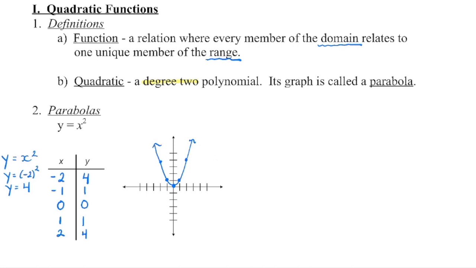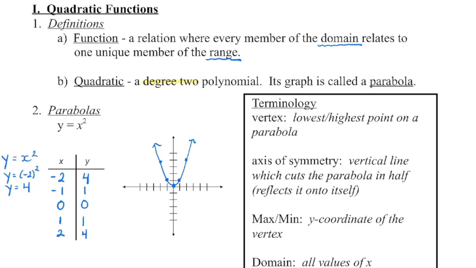Now, there's some specific terminology that we have to know when dealing with quadratics. So let's take a look at the various pieces here. We're going to begin with a vertex. A vertex is either the lowest or highest point on a parabola. So in this particular case, my parabola opens up. So I have a lowest point here. Right there is my vertex.